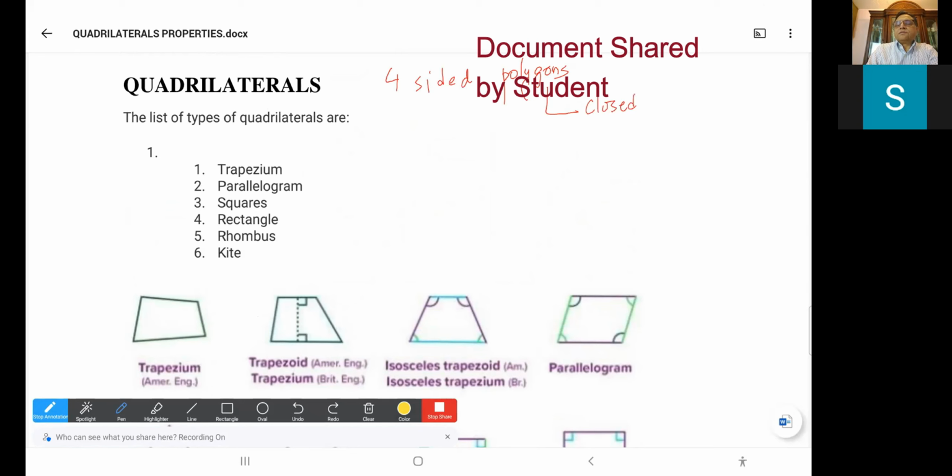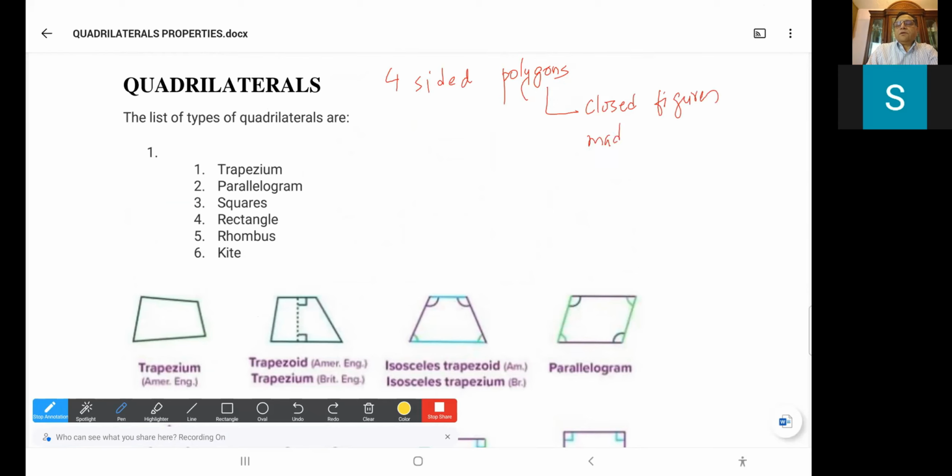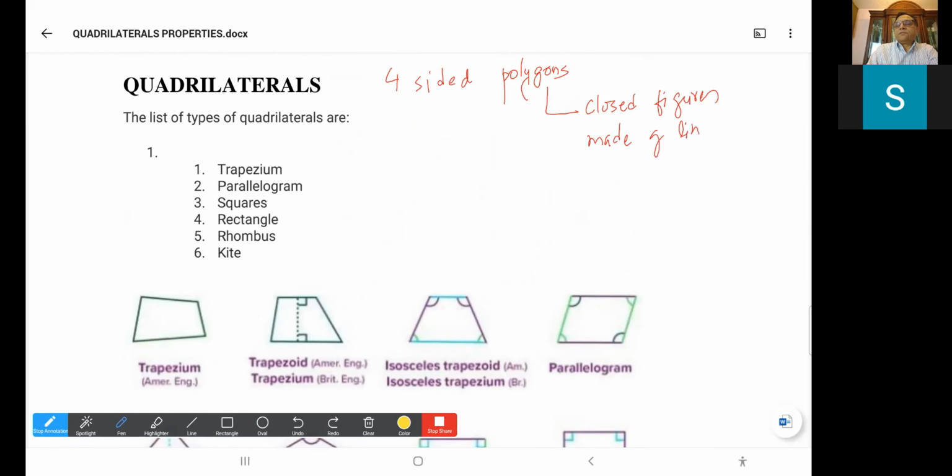Closed figures made of line segments. Very good. How many minimum line segments are there for a closed figure? 3. Can you give me an example of an open figure, if this is a closed figure? That is correct. So it is not closed as this portion is open. Correct.